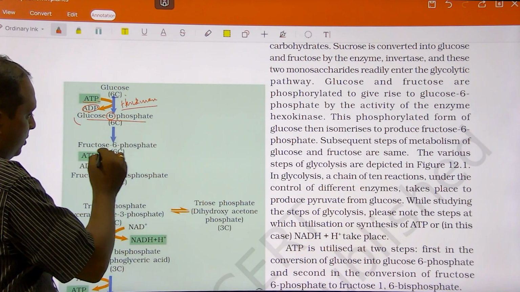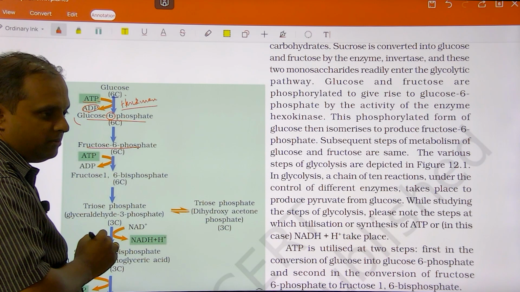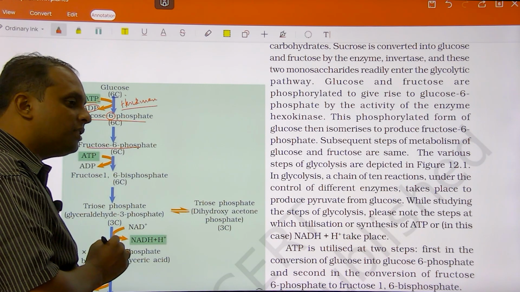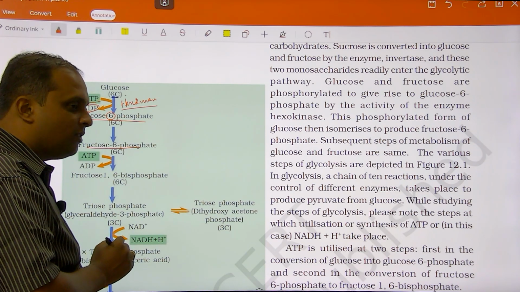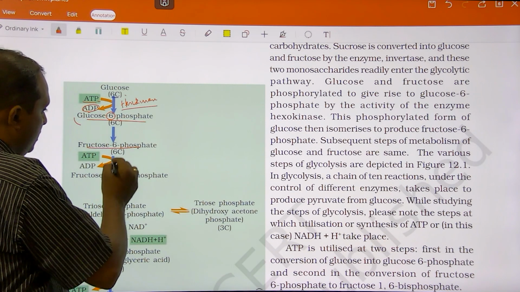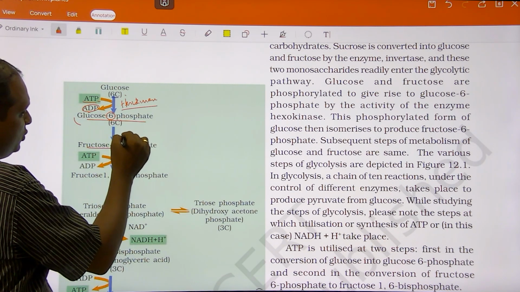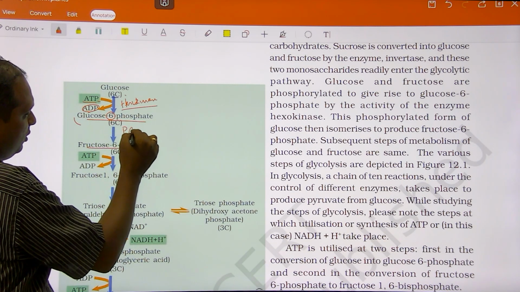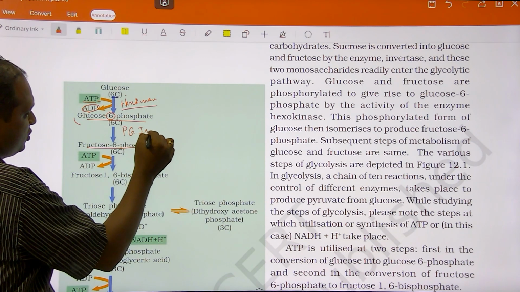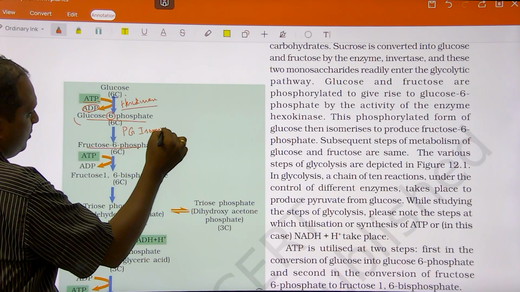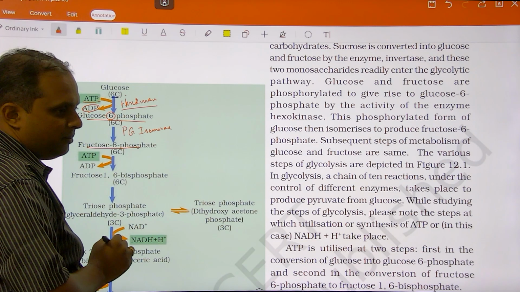Now glucose phosphate to fructose 6 phosphate. So what are glucose and fructose? Isomers, functional isomerism, right? So both are same. So you see an enzyme, phosphoglucoisomerase. You get this point?